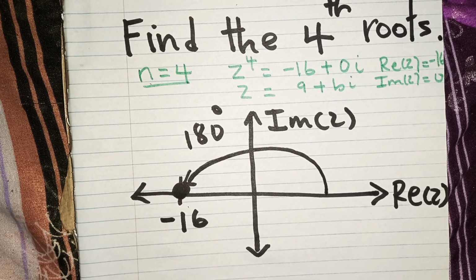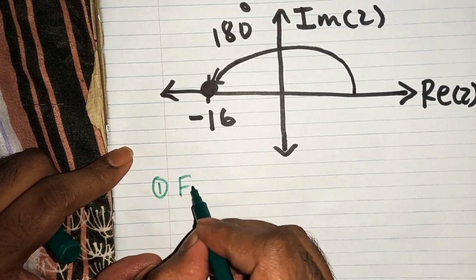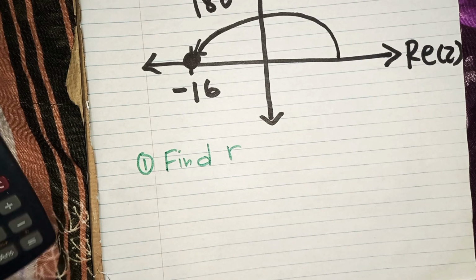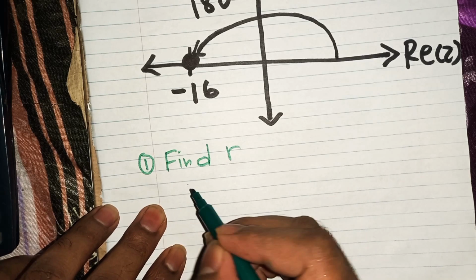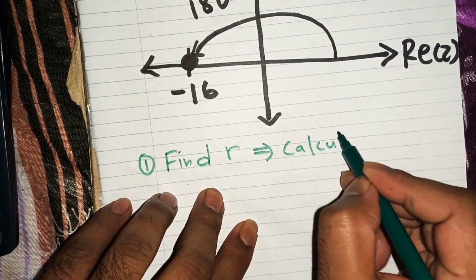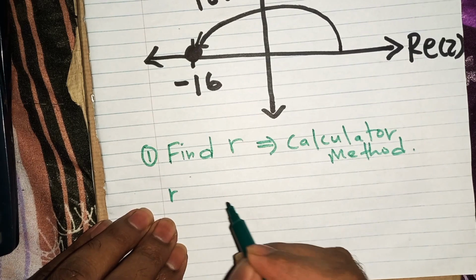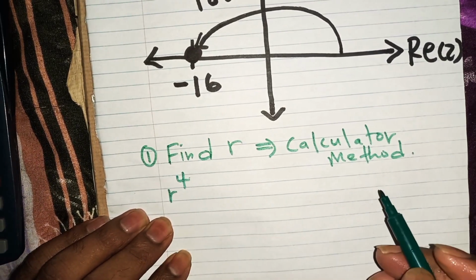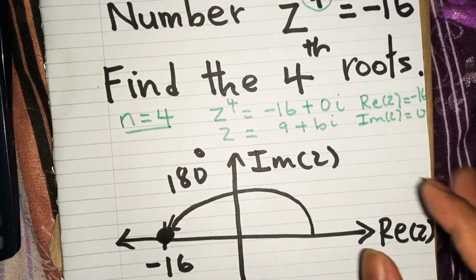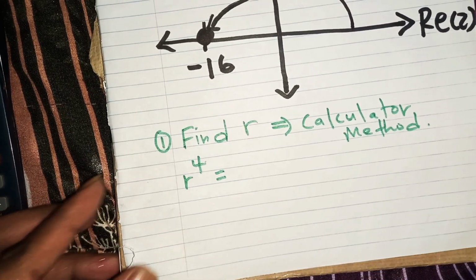Now let's find our value of r. Like I said in the previous video, we're going to find r using the calculator method. Now remember, r here will be r power 4. Whatever value of r we get will be to the power 4, because we have z power 4 here. So whatever r we get will also be raised to the fourth power.